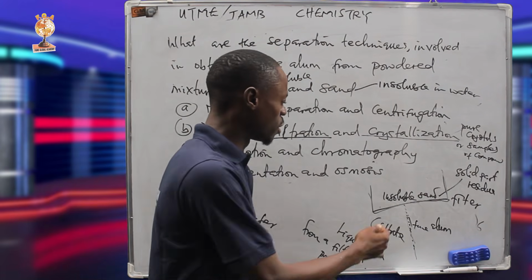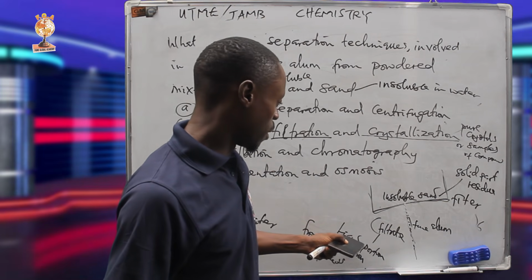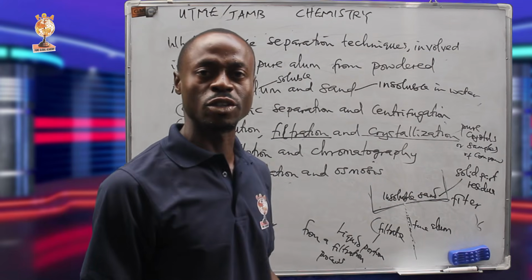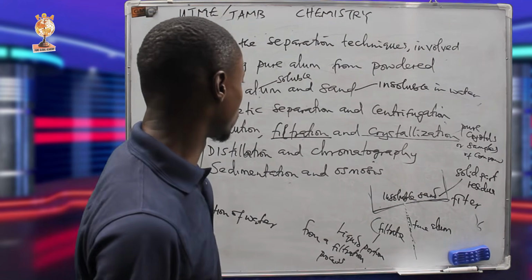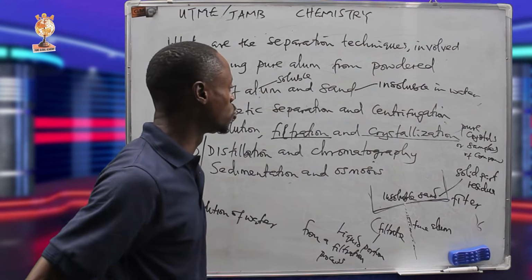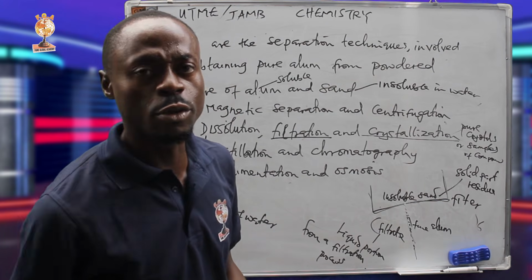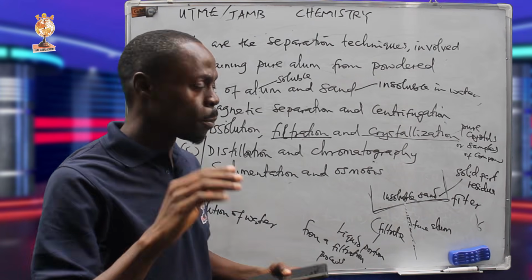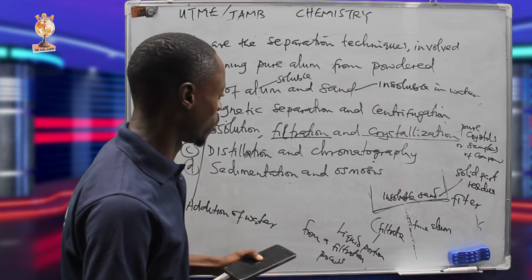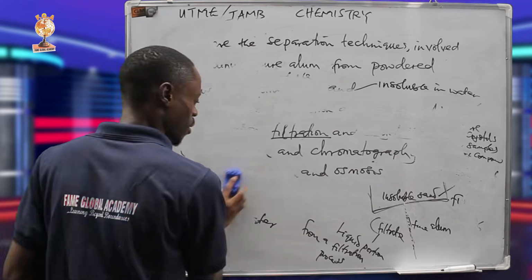What I'm drawing your attention to is that the liquid portion that passes through the filter paper is what we call the filtrate, while the solid part that remains at the top of the filter paper is what we call the residue. And of course, to get a purer sample of the alum, you now carry out a simple process called crystallization, which enables us to achieve pure samples of substances, as we have on the board. All right, that's how we answer such questions.